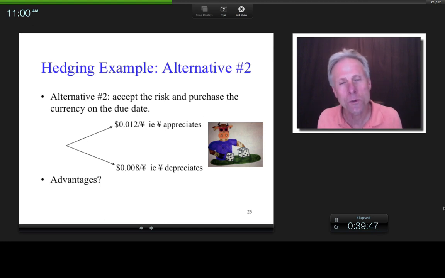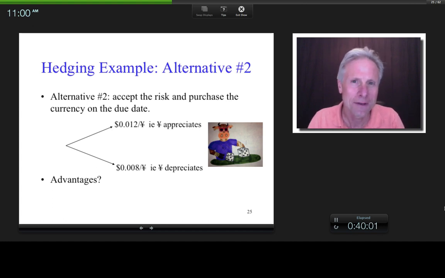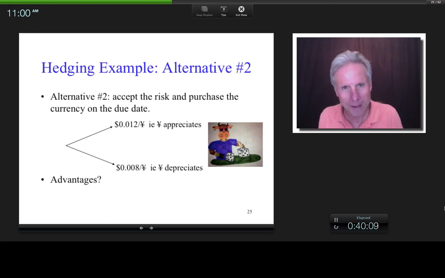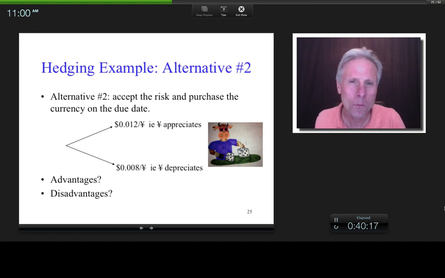Chances are that's what you do when you go on vacation, right? If you plan a vacation to Europe, say in 3 months, probably you just accept whatever exchange rate exists in 3 months. Okay. But in any case, an advantage of this relative to alternative number 1 is, did we have to come up with any money today? We didn't, right? And so have we now regained the credit advantage? We have, right? And relative to alternative number 1, what's a disadvantage? Well, we're not hedged, right? We're taking on the risk.